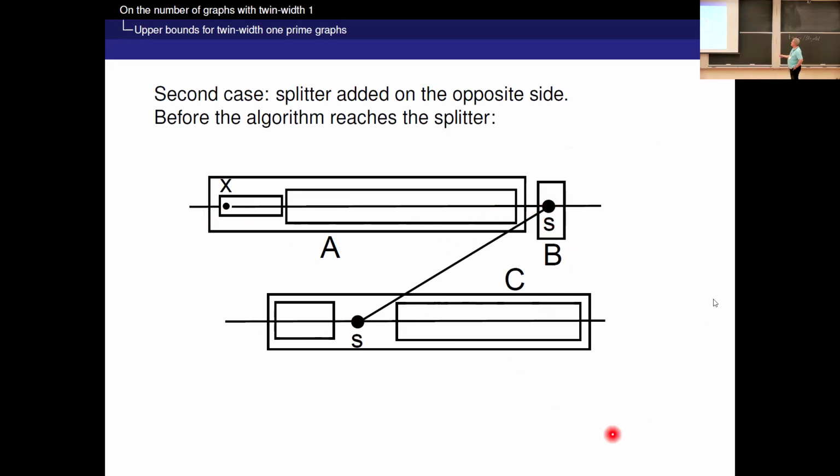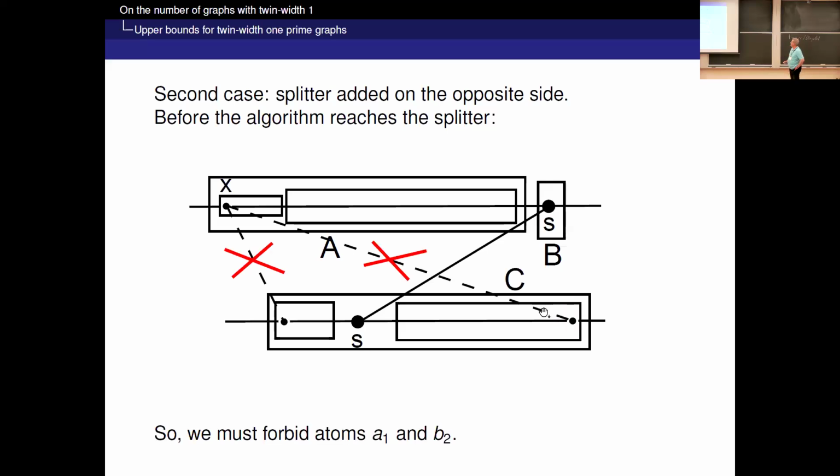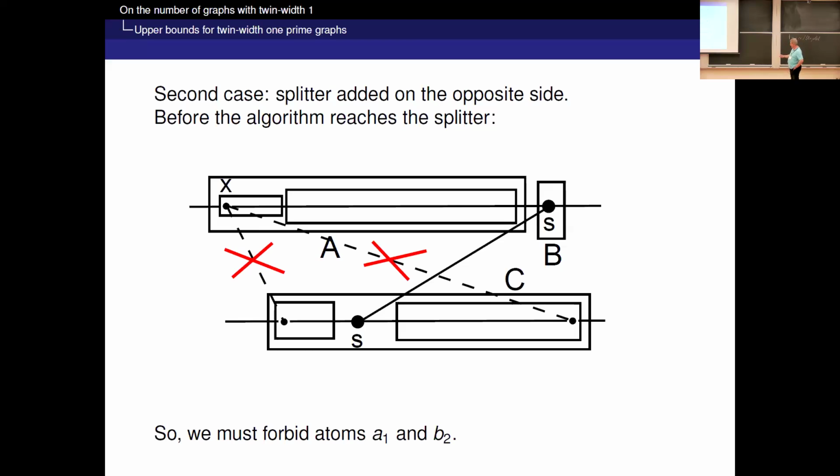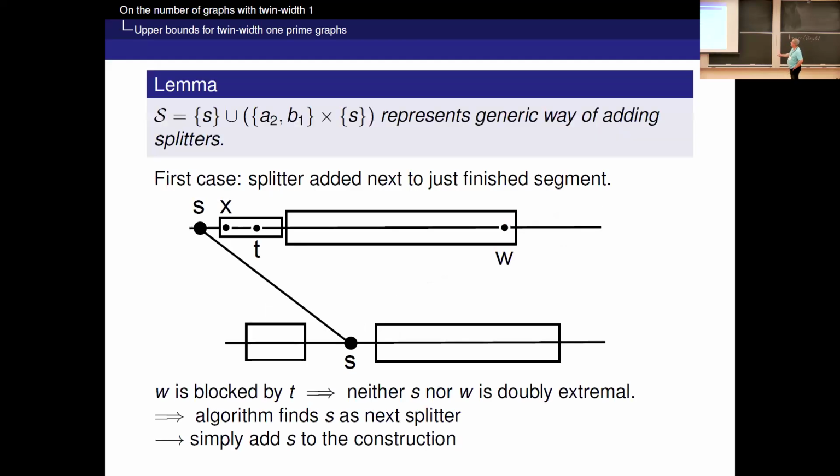And the algorithm was processing C. So that means it cannot continue with C and must now find that splitter. It could continue if this vertex were doubly extremal. So that's forbidden and that's forbidden. That's why the last step in the segment here is not completely free, but you have only two choices. Not written here, but if we go to the previous slide, therefore we have this expression here. So we have a last element with only two choices, and then you add the actual splitter.